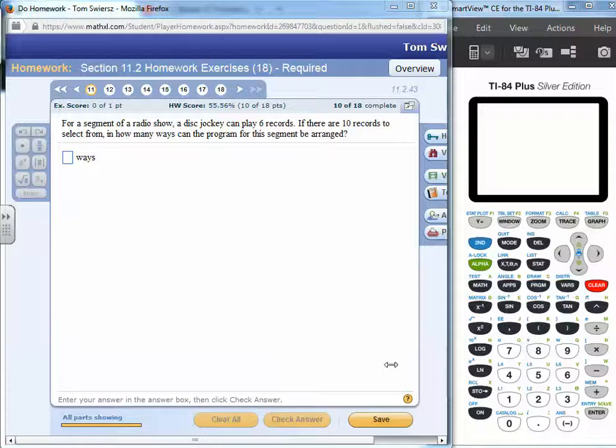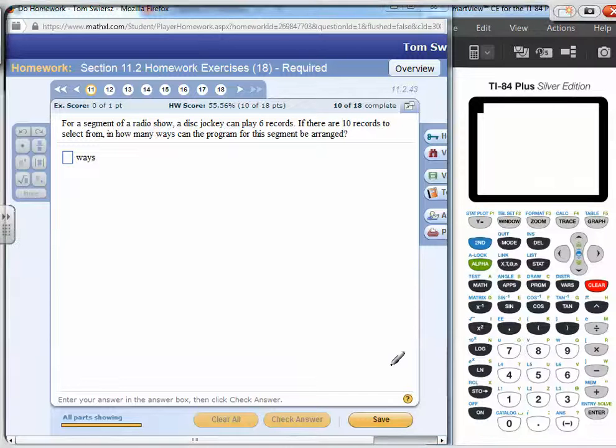All right, let's go ahead and solve homework exercise number 11 from section 11.2. From a segment of a radio show, a disc jockey can play 6 records. There are a total of 10 records to choose from. In how many ways can the program for this segment be arranged? Again, arranged, I would interpret it as order matters. So whether it's played first or second or third or fourth, whatever, order matters.